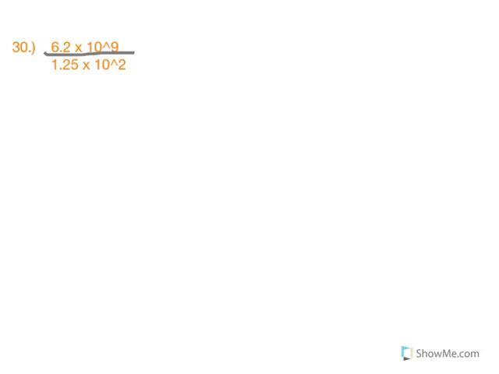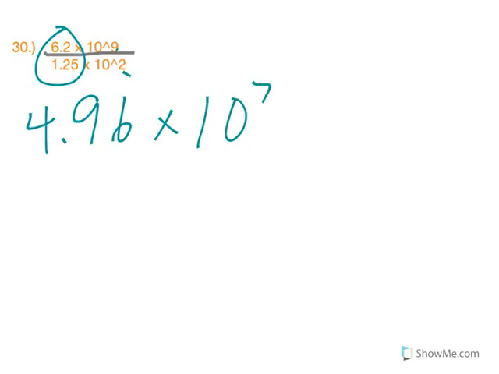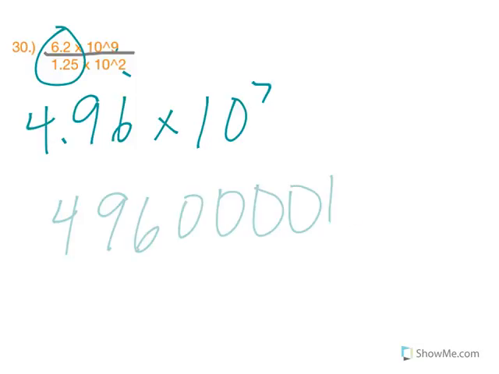Another division problem. This one is already set up vertically for us. So if we start by the 6.2 divided by 1.25, I get 4.96. Again, we subtract our exponents, so that gives me 10 to the 7th. And then I move my decimal 7 places to the right. So 1, 2, 3, 4, 5, 6, 7. And there's my standard form.